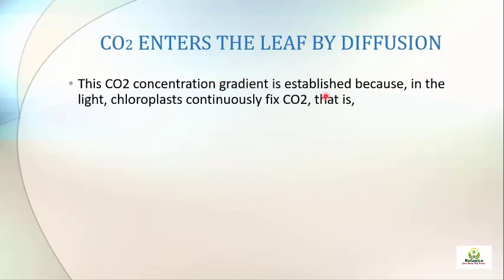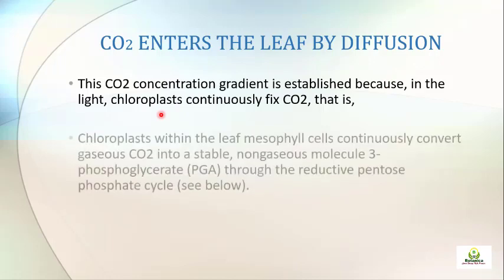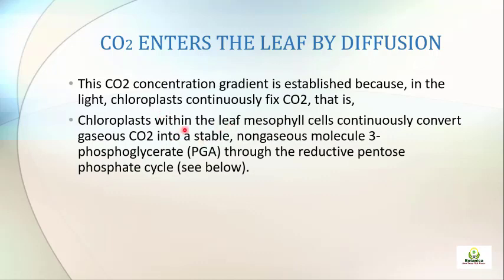As far as this CO2 concentration gradient is concerned, it is established because in the light, the chloroplast is able to fix carbon dioxide in the Calvin cycle, and it continuously converts gaseous CO2 into a stable non-gaseous molecule, 3-phosphoglycerate, through the reductive pentose phosphate cycle, which we call the Calvin cycle.